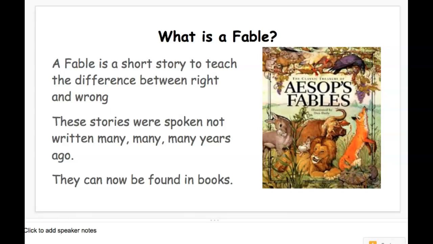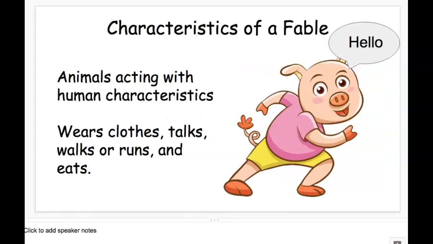Let's look at the characteristics of the fables. Look, they have animals. If you notice that the fables that you read, they are all animals in these stories. And not only are there animals, but they're animals acting like humans. They have human characteristics. They wear clothes, they talk, they walk or run, and they eat like a human. Look at this pig. He's wearing clothes. He's standing straight up. He's talking. We know pigs don't look like that, but in these stories, they do.